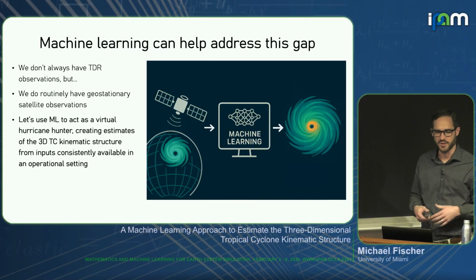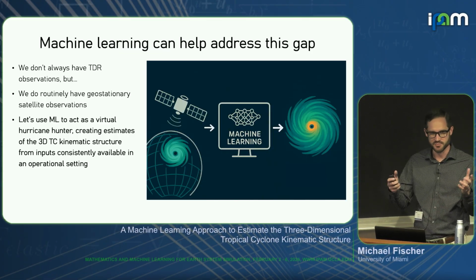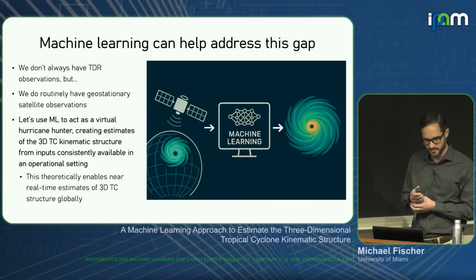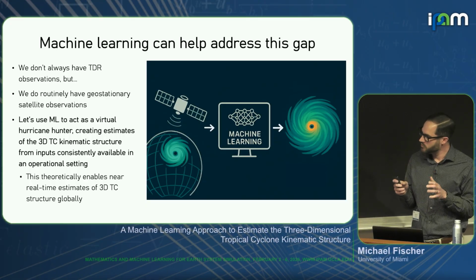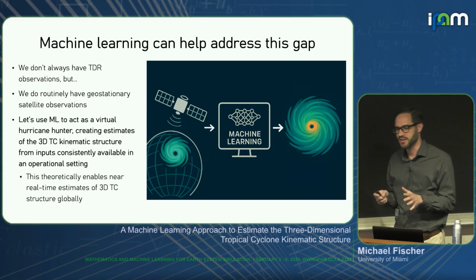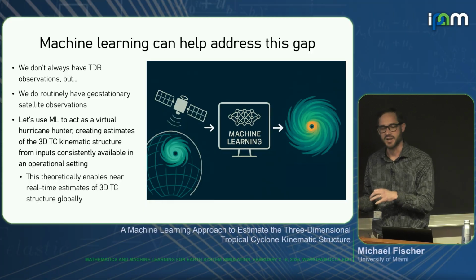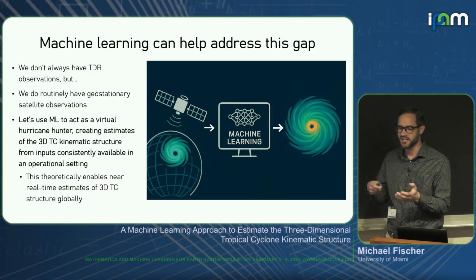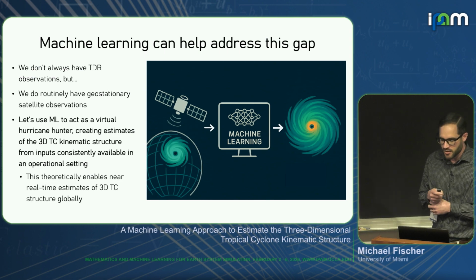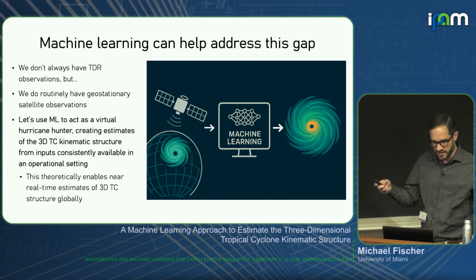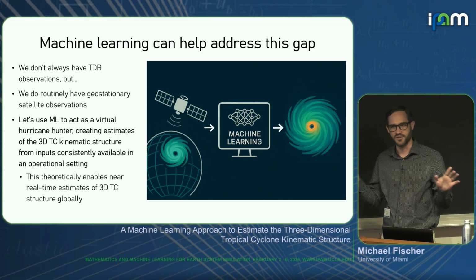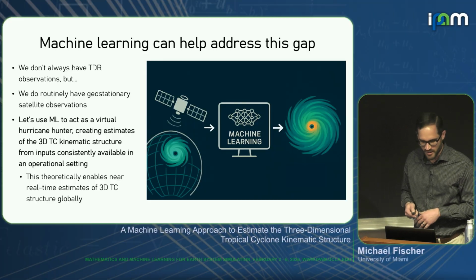So the idea here is, right, we have satellite observations, we can train this machine learning model, and it's going to spit out some synthetic analysis of the three-dimensional vortex structure. Because I'm only using inputs that are available in a real-time setting from geostationary satellite, I'm not using, for example, low Earth orbiting satellite observations or other derived products that are not consistently available. This method is going to allow us to theoretically enable real-time estimates of three-dimensional tropical cyclone structure anywhere in the world, basically every time we get a new infrared satellite snapshot.